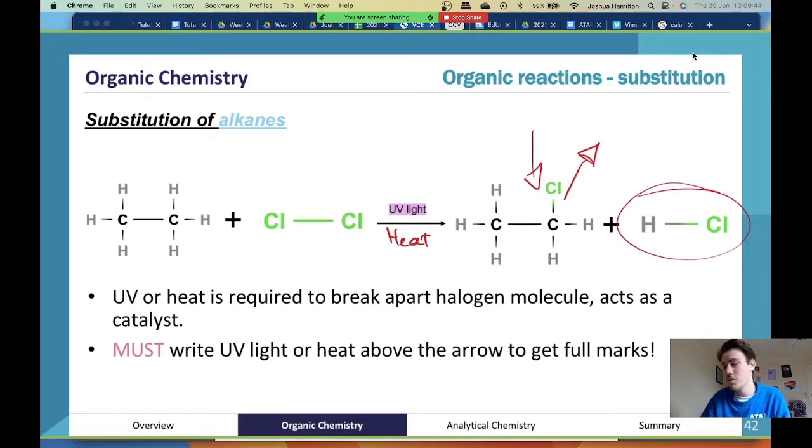Now, importantly, there are ways that are way too technical and you don't need to worry about it. For the sake of chemistry 3-4, you cannot control where that chlorine goes. That chlorine will go anywhere it feels. So, really important: UV or heat is required, essentially to break the halogen molecule. It acts as a catalyst. You must write UV heat. And I don't think it's or, I say and.